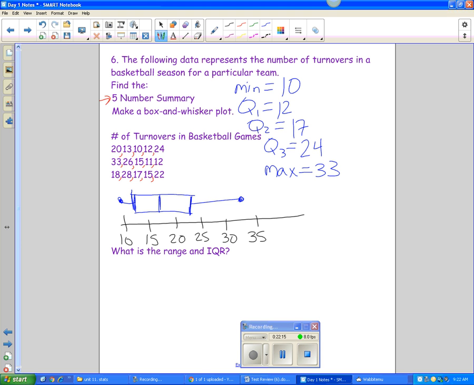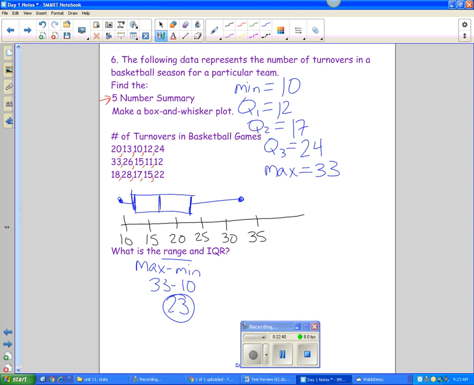Okay, the last thing we have to do is answer this question. What is the range and IQR? Madison, what did we say range was? What's the definition of it? Good, max minus min. So Shakira, what's the maximum? And what's the minimum? Good. And 33 minus 10 is 23. So that's the range.